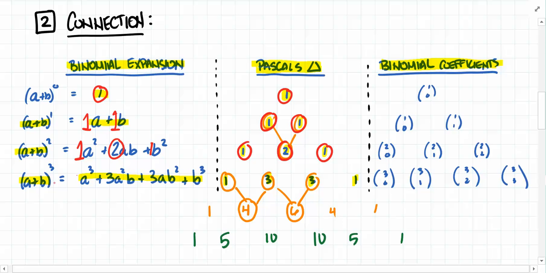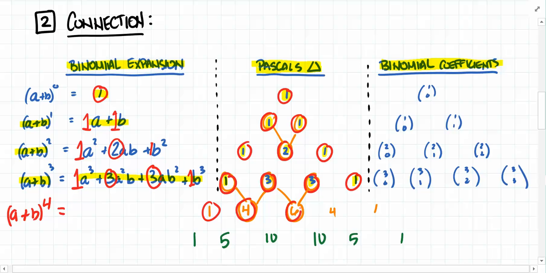Notice in the cubed expansion, a plus b cubed, I have 1a cubed, so there's my 1. I have a 3, there's my 3. I have another 3, there's the other 3. And then I have a 1 in front of the b cubed. So if I was going to do a plus b and raise it to the 4th power, the coefficients would be a 1, a 4, a 6, a 4, and a 1.